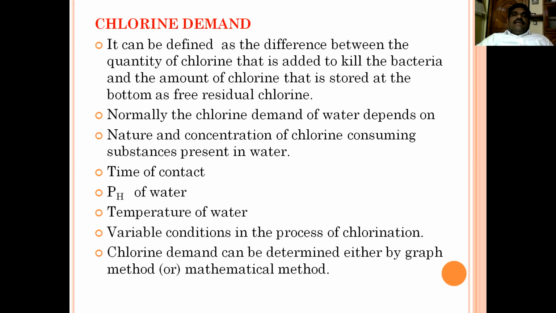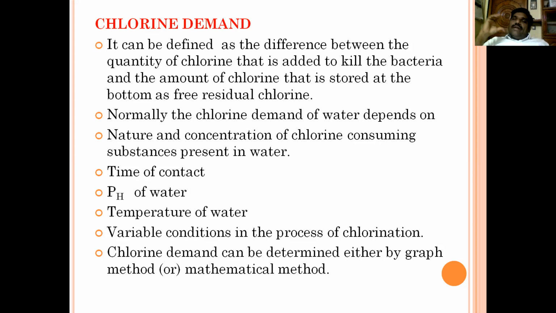Understand? It can be defined as the difference between the quantity of chlorine added to kill the bacteria and the amount of free residual chlorine in the water body. Normally, the chlorine demand of water depends on the nature and concentration of chlorine-consuming substances present in the water, time of contact, pH of water, temperature of water, and variable conditions in the process of chlorination. Chlorine demand can be determined either by the graph method or the mathematical method.